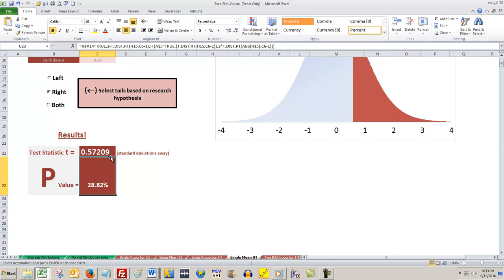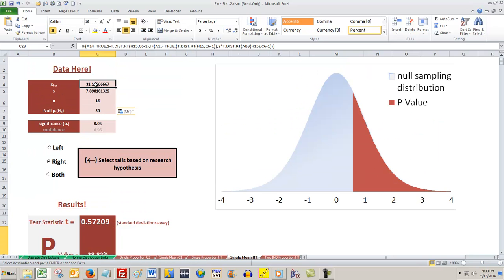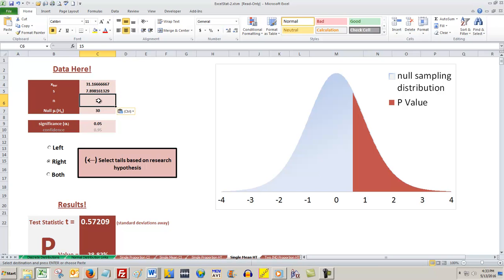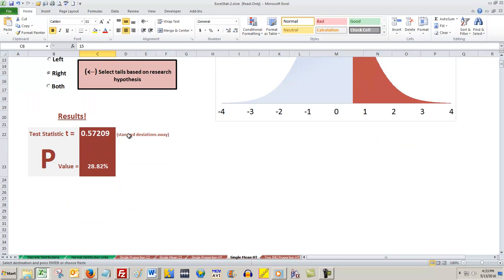What I want you to think about between now and class is how can you have almost the same sample average and the same sample standard deviation, and the only thing different is the sample size, and generate such a huge difference in the test statistic and the p-value. And we'll start by talking about that on Tuesday. Just wanted to leave that with you now.